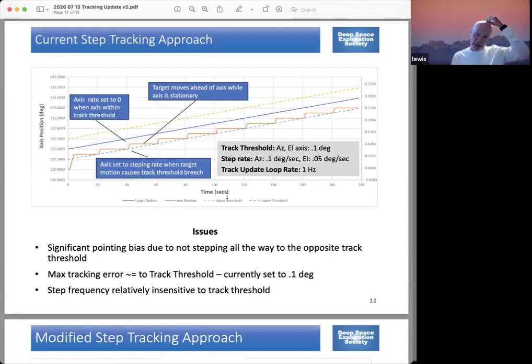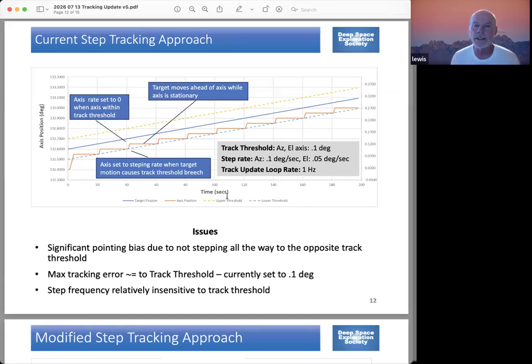Now I want to get back to tracking. We've talked in a previous briefing about our current tracking approach and the modified approach. I'm just going to go through it moderately quickly here to refresh everybody's memory, talking through this diagram. This diagram is for one axis. It could be AZ or EL, but it's just an example to show how the algorithm works.